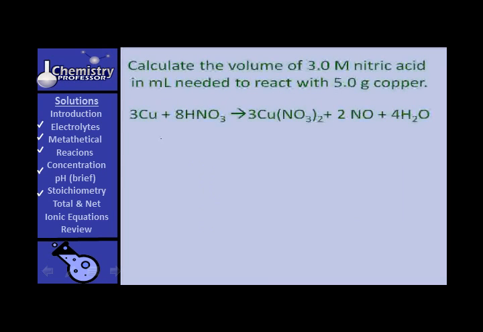Here we are asked to calculate the volume of 3 molar nitric acid in milliliters needed to react with 5 grams of copper. So we have a 3 molar nitric acid solution here, and we want to know how much is going to be needed to react with 5 grams of this. We're asked to do it in milliliters. So I'm going to start with my 5 grams of copper and convert that to moles. 1 mole over 63.5 grams.